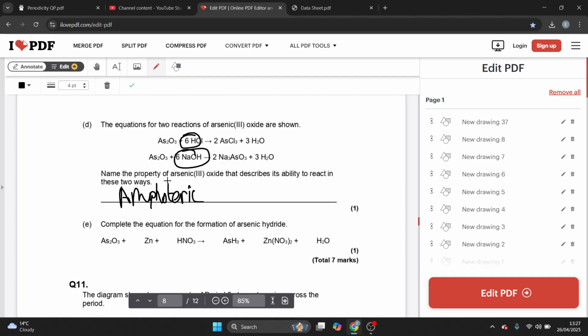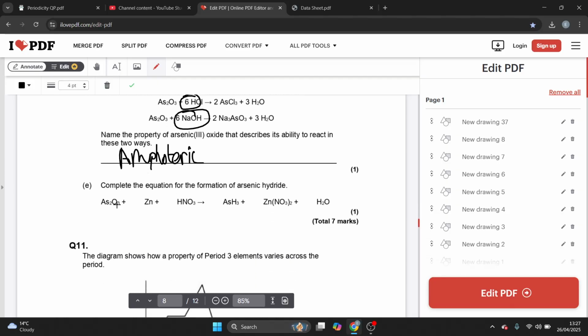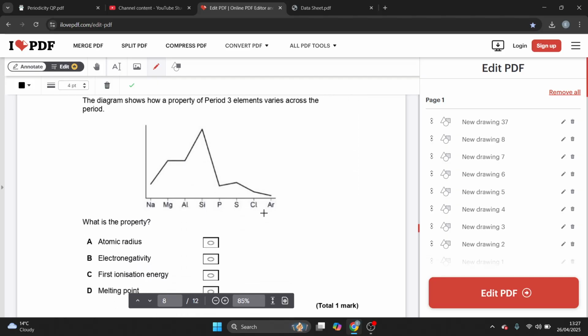Complete the equation for the formation of arsine, AsH3: 6Zn + 12HNO3 and 2AsH3, 6Zn(NO3)2 and 3H2. I did say to you guys I'm going to create a video where I'm going through these kinds of extremely difficult completing the equation, advanced equation kinds of questions, and how to attack them. Diagram.